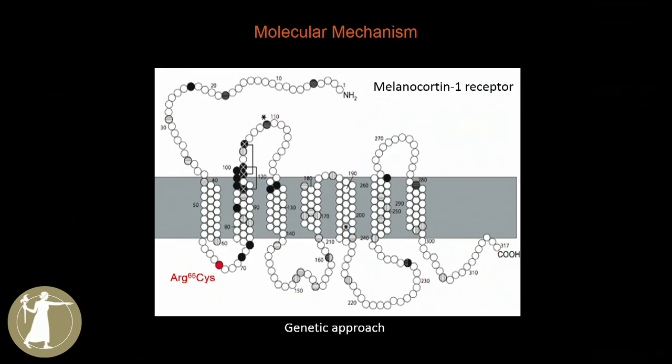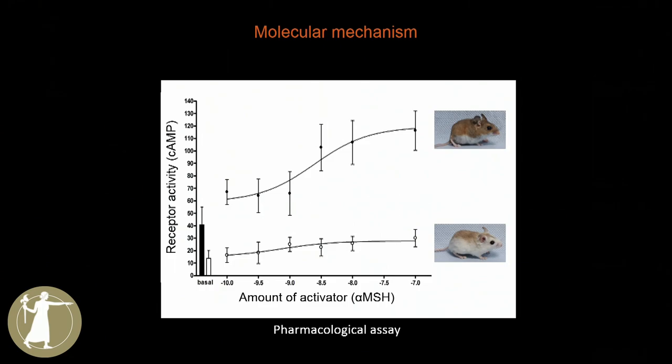And so what that led us to do is a second experiment, and that was to show that this amino acid had an effect on the receptor structure and function. So now we turn from genetics to pharmacology. We could express these receptors in different cell types with just that one nucleotide difference, and we could show that there's a difference in the activity as we added activator. We could measure the receptor activity. Here's that version of the receptor from the dark mouse versus the light mouse. So what this suggested is that single amino acid mutation had an effect on structure and function of that receptor.